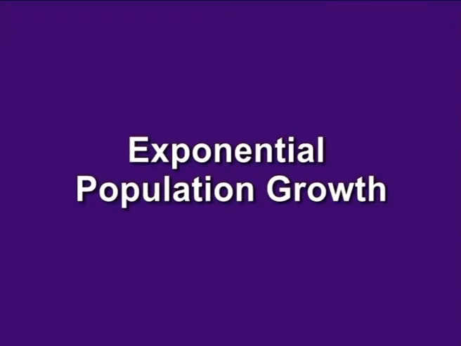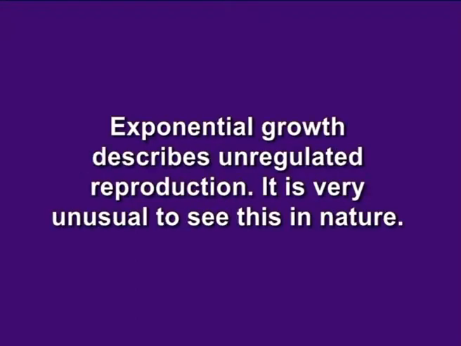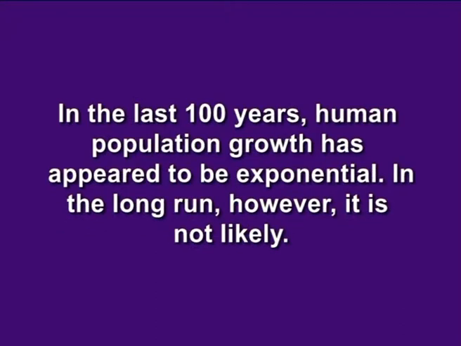Number one, exponential population growth. Exponential growth describes unregulated reproduction. It is very unusual to see this in nature. In the last 100 years, human population growth has appeared to be exponential. In the long run, however, it is not likely.